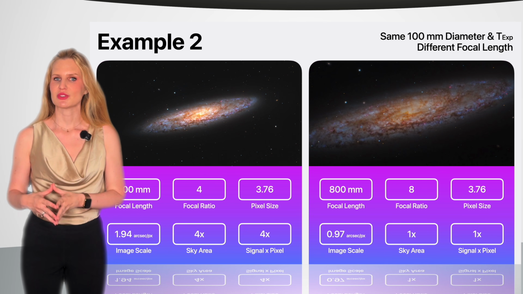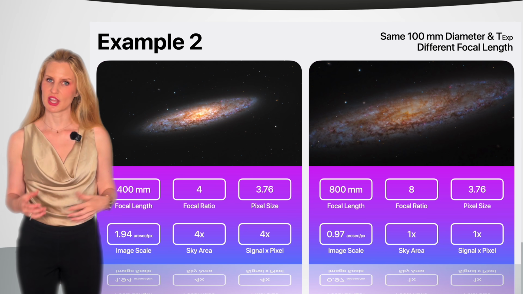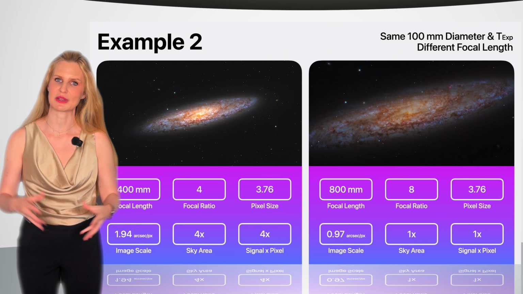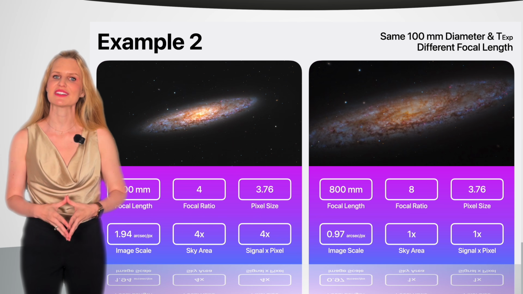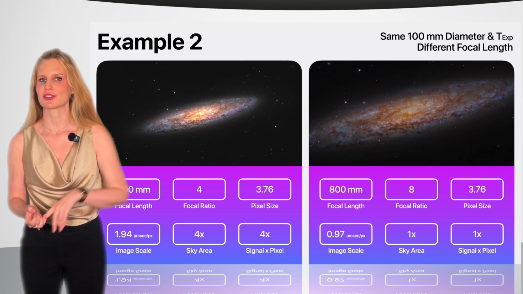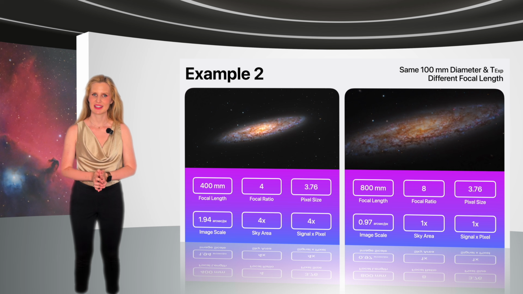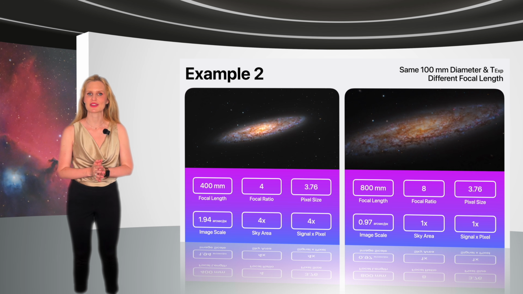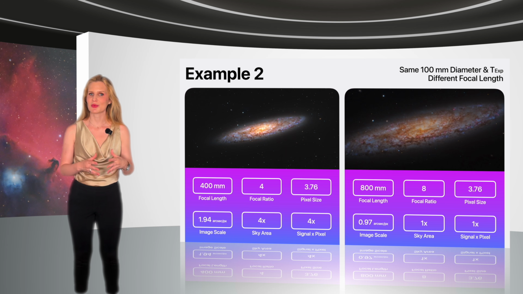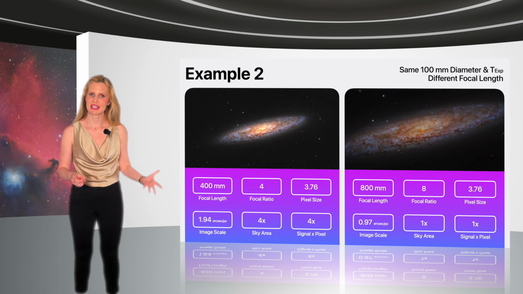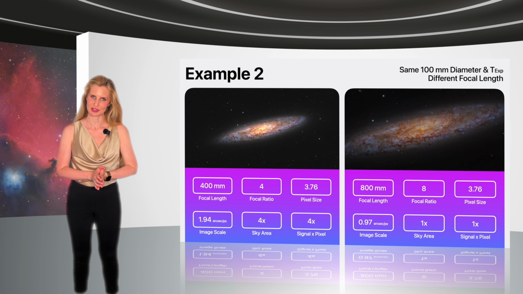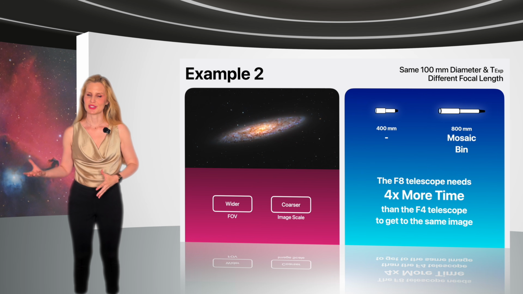This time, we're comparing two telescopes with the same aperture, 100 millimeters, but with different focal lengths. One is an f4 system, 100 millimeter aperture, 400 millimeter focal length, and the other is f8, 100 millimeter aperture with an 800 millimeter focal length. We're imaging the same galaxy, but the results look quite different. The faster f4 telescope on the left gives us a brighter image, but with less zoom. It covers a wider field of view. The slower f8 telescope on the right captures more detail, but the image is much darker. So how do we recreate one image using the other telescope?